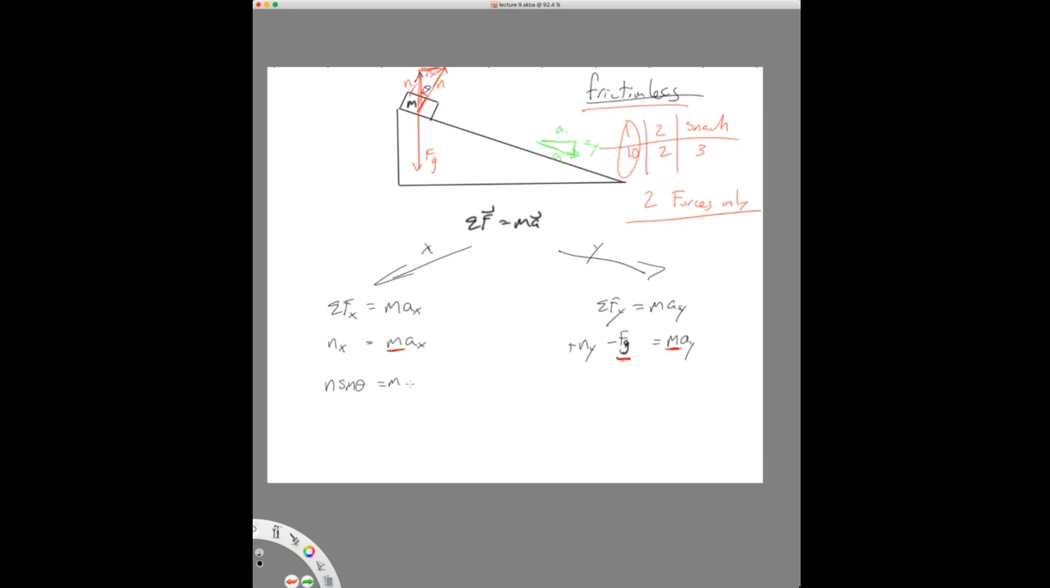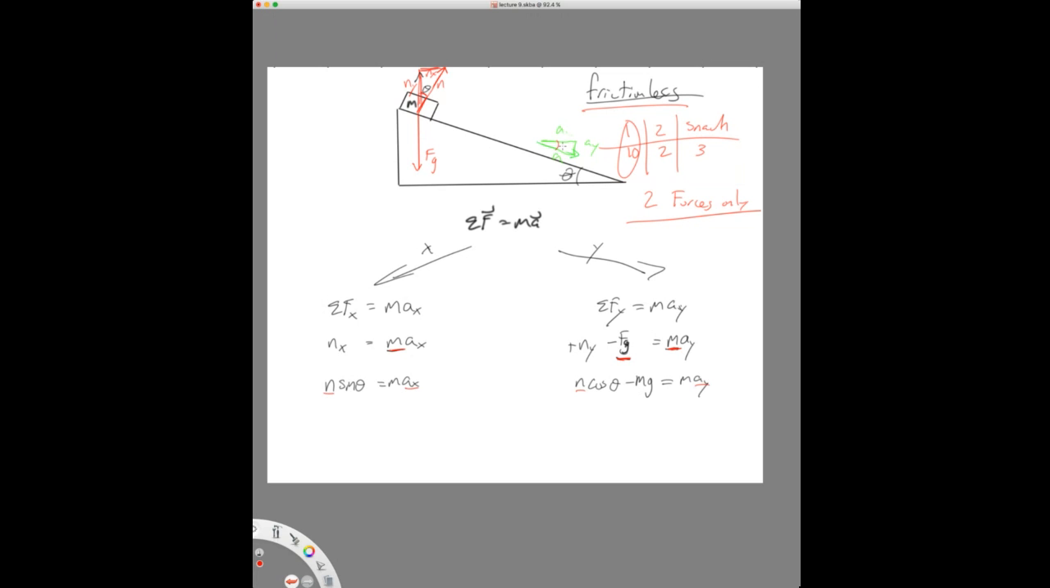So that would be m times ax. And over here, we have n times the cosine of theta minus mg, that's our expression for force of gravity, if you recall, equals m times ay. So given that this angle can be measured, and I will show you that the angle of that triangle is the same as the angle of the ramp, that then leaves us with only n and ax and ay. So really, I only have 3 unknowns.